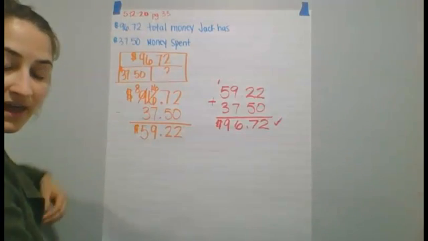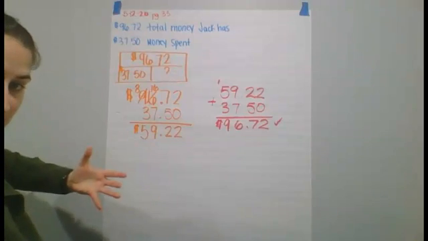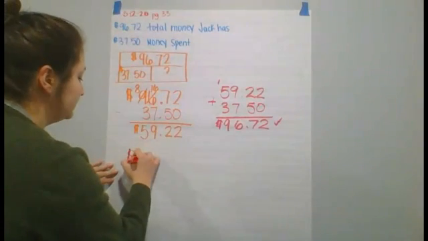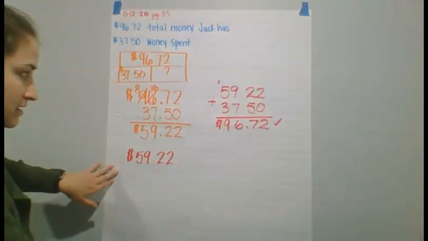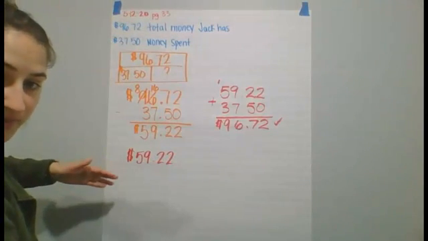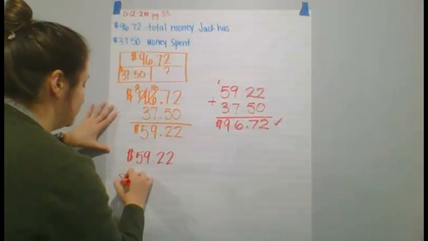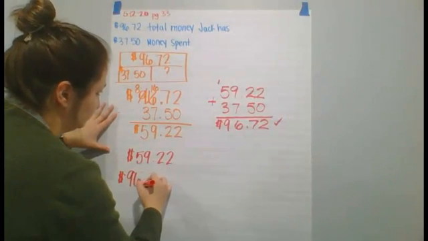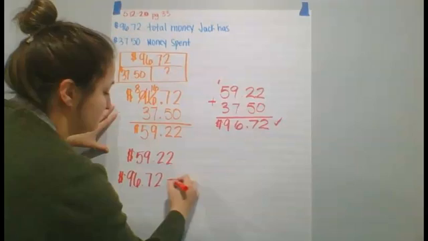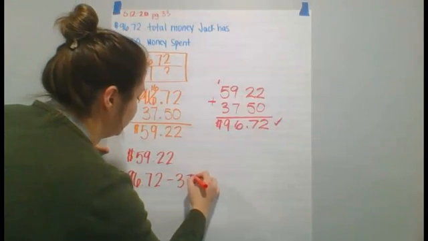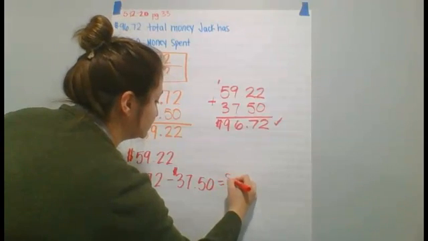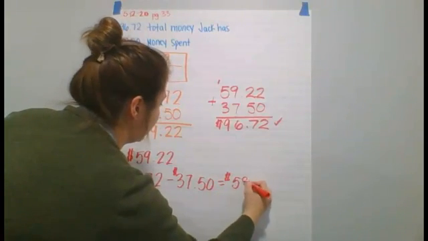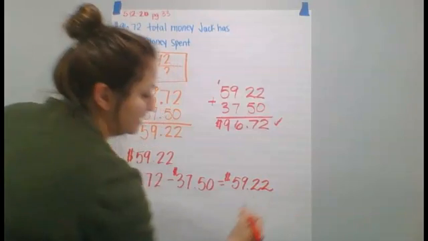So the amount of money that he has left after spending his money is $59.22. And in order to solve this problem, the equation that matches our work is $96.72 minus $37.50, which gave us a difference of $59.22.